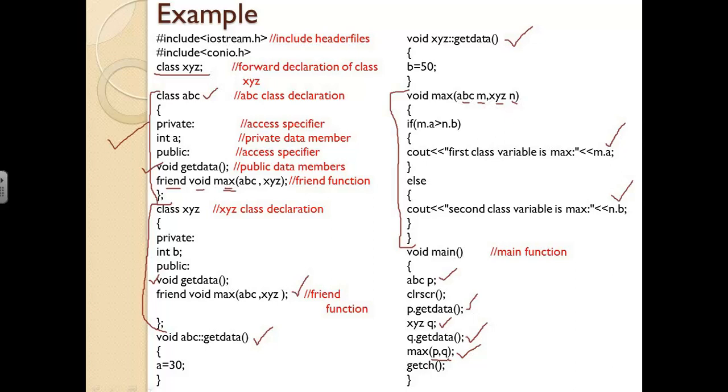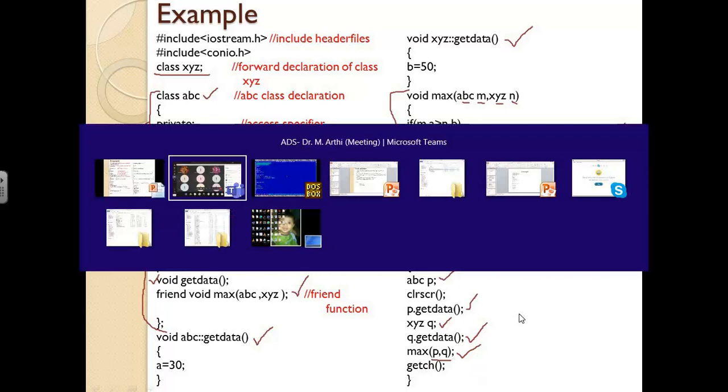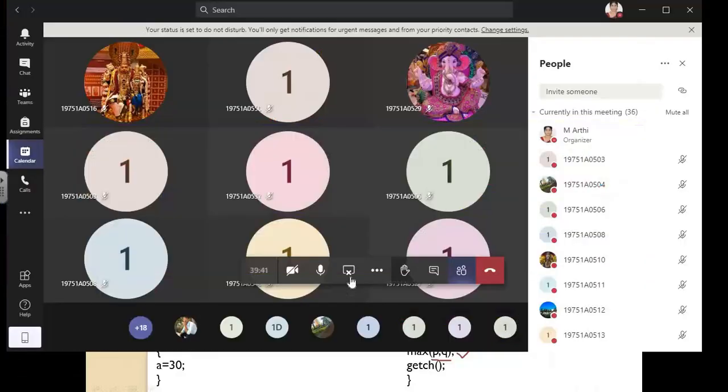Next, from the main program, we are calling the friend function, and the friend function can be called without the object. Without the help of an object, we can call the friend function, and here we are passing the actual arguments. Now let us see one example execution program.